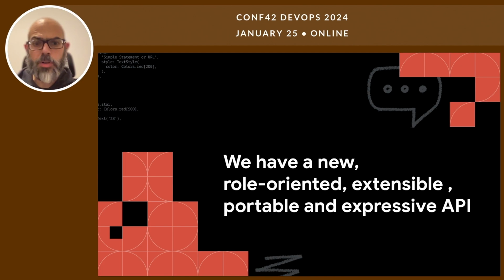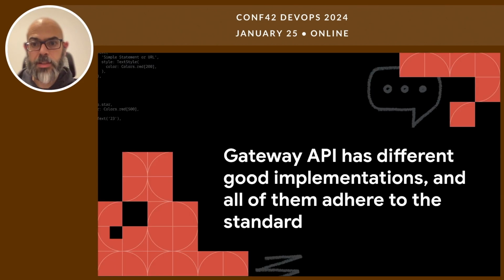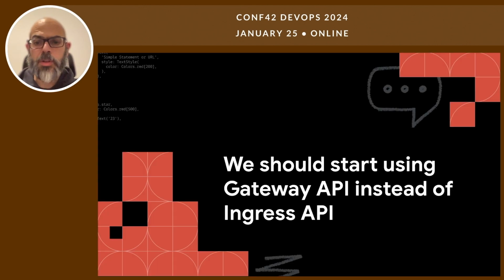And we have a new role-oriented, extensible, portable and very expressive API, the Gateway API, and we can use it. It has different good implementations, and all of them adhere to the standard, and we will always adhere to the standard because the standard is definitely extensible. So what we are saying here is that we should not stop using the Ingress API because it is evil. It works great. It just has some limitations, and those limitations are not in the Gateway API. So that's why we should start using the Gateway API instead of the Ingress API.